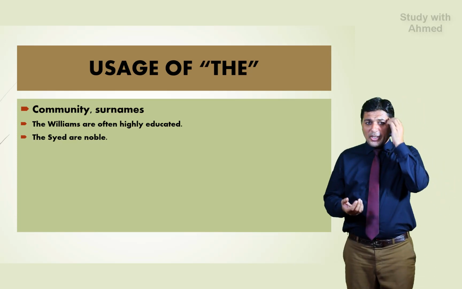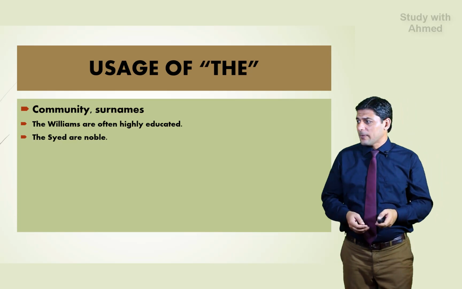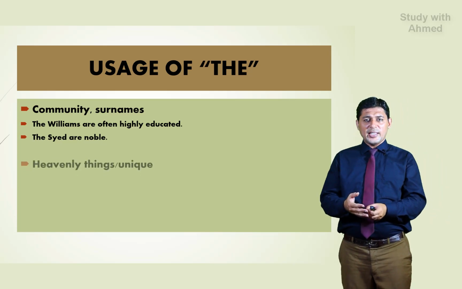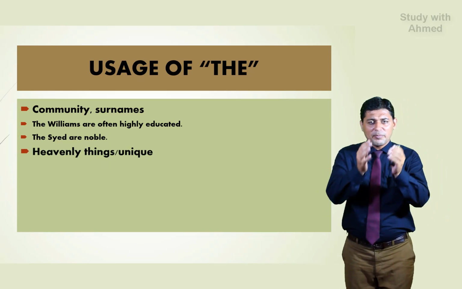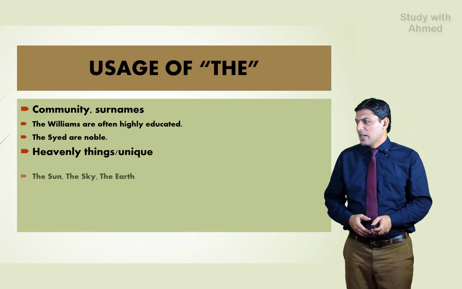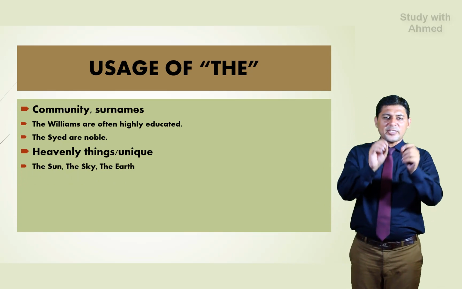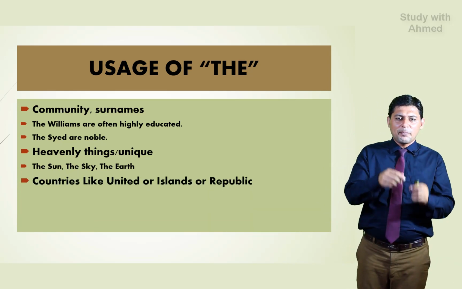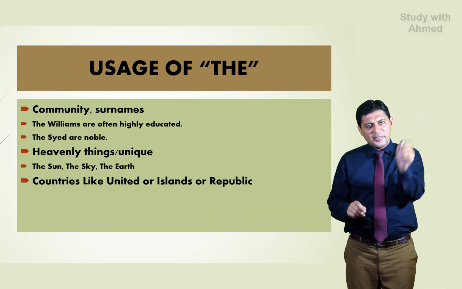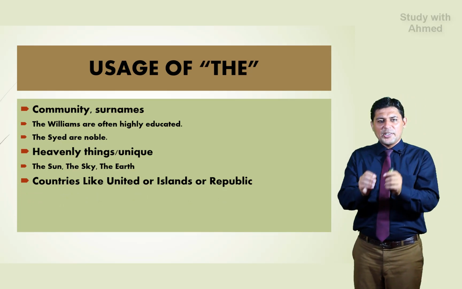With heavenly objects, meaning unique things such as the sun, the sky, the moon, the planet, here you have to use the. Countries like United, or Islands, or a Republic. For a country, we do not use any article. The Pakistan, it's not a mistake, it's a blunder. The India, it's a blunder.